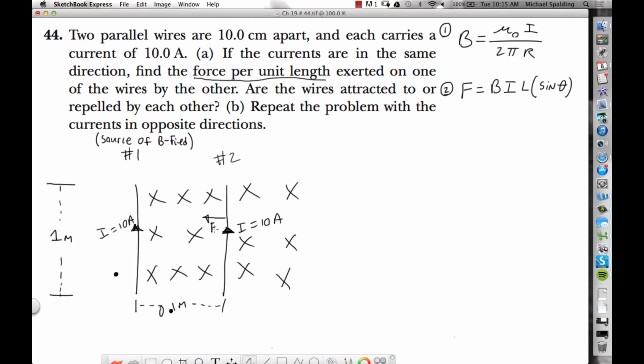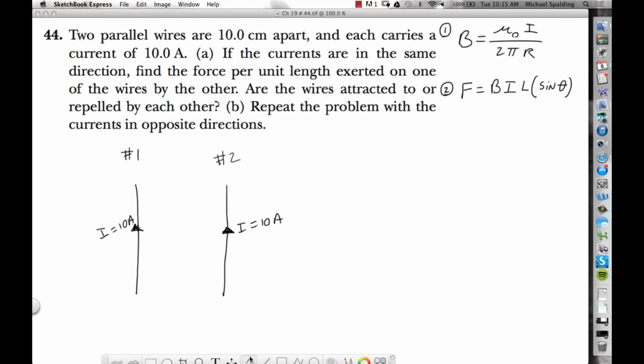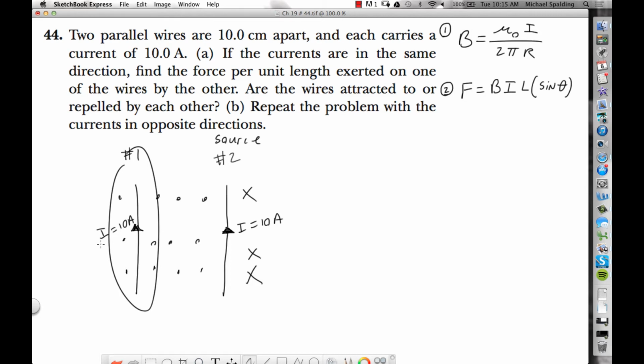Now, let's reverse this and make wire number 2 the source of the magnetic field. Let's just do the same thing again real quick. Now, wire number 2 is the source of the magnetic field. So the magnetic field's going like this. On this side, it's dots, and this side would be X's. So at wire number 1, the magnetic field's coming out of the page. Current is up. Which way is the palm of our hand? To the right.